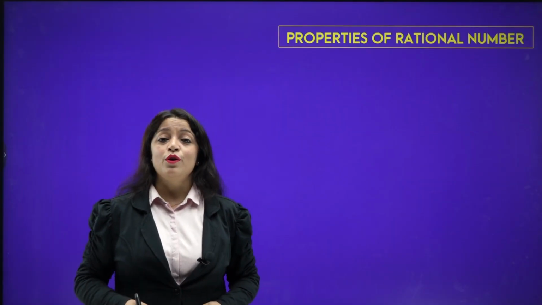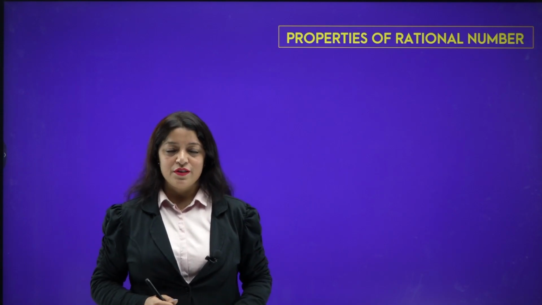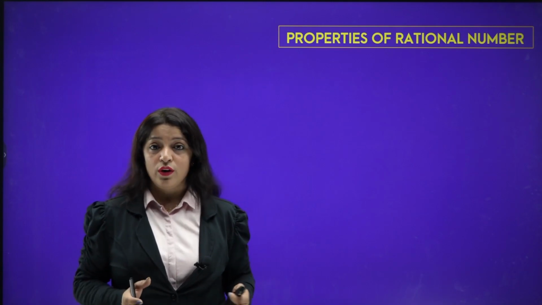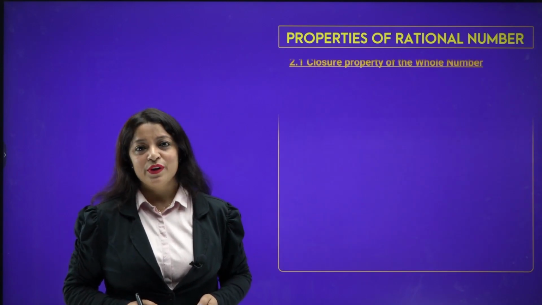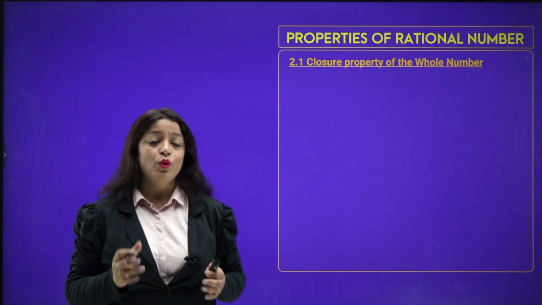Now, moving on to the next part, that is the properties of rational numbers. But before starting the properties of rational numbers, you need to be familiar with the properties related to whole numbers, properties related to integers, and the same can be applied to rational numbers also. So let us begin with the first property, that is the closure property of whole numbers.